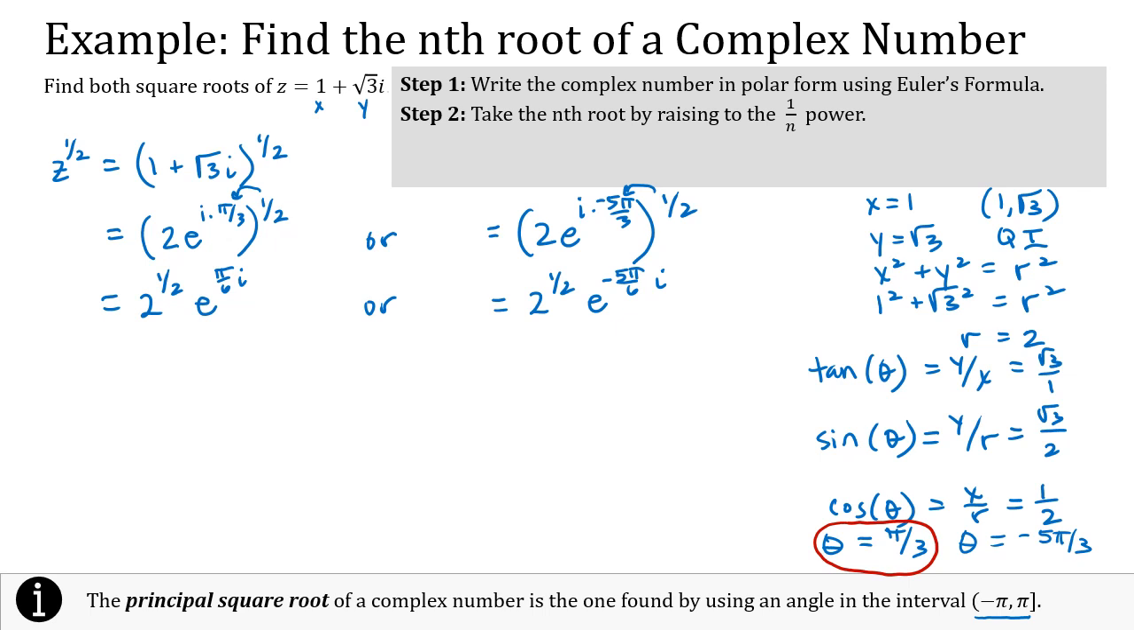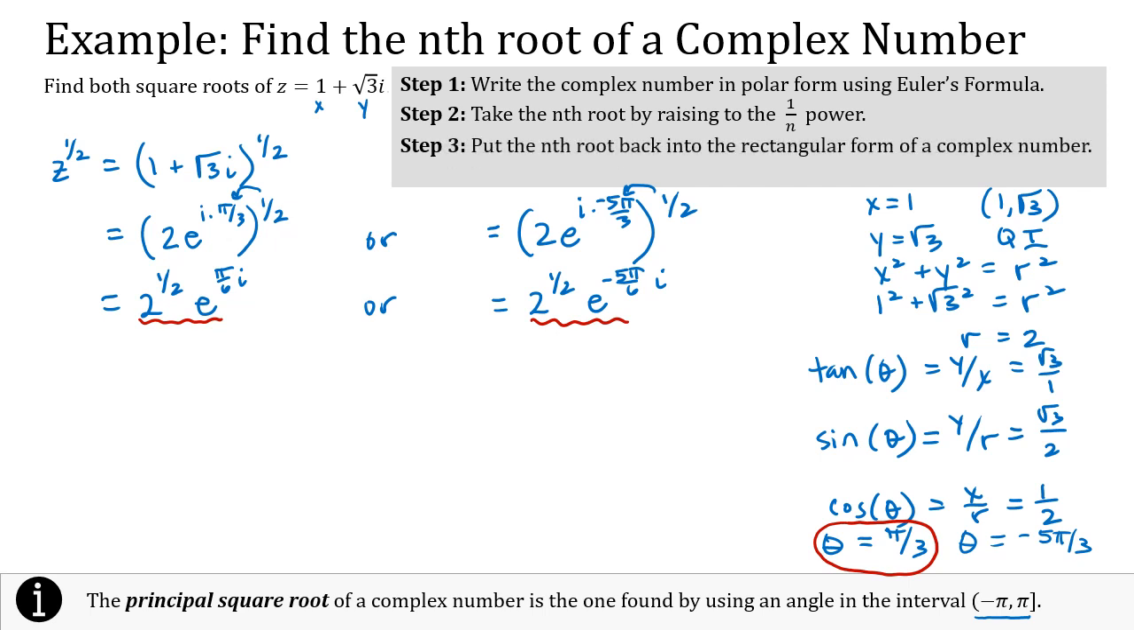Now, technically, I'm done. I just found the square roots of this complex number. However, if you start with something in rectangular form, you should end it in rectangular form. So my last step here, well, maybe not my last step, but I'm getting close.